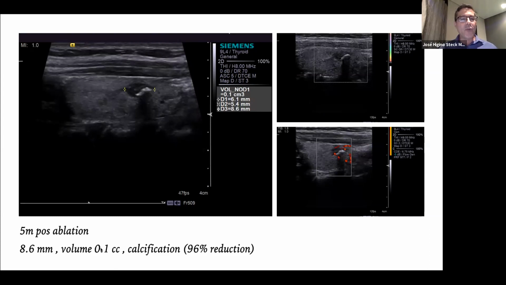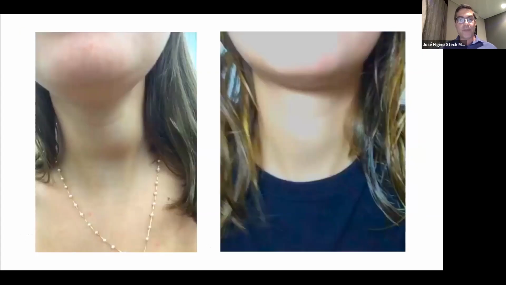The volume of the nodule was 0.1 cubic centimeters. It almost disappeared, except for this calcification, that we know the radiofrequency doesn't act in calcified tissue, and no more vascularization too. So it was a very good result. This is the cosmetic result before the ablation and after, the aesthetic was better.